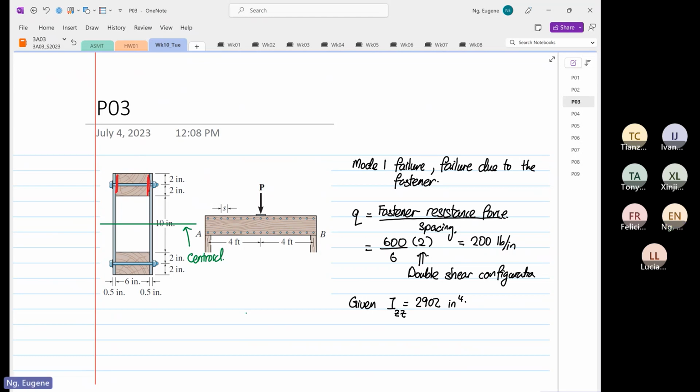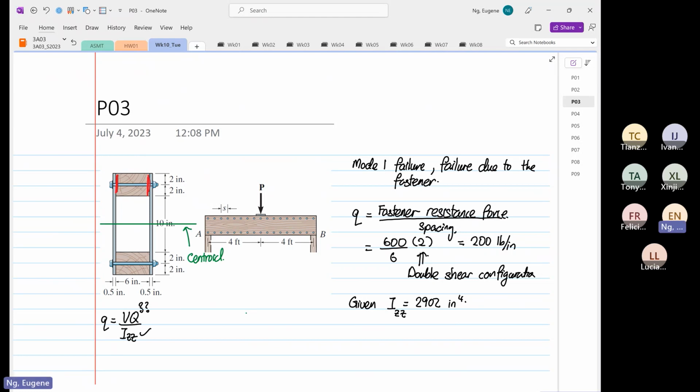Okay, so the next thing we ask is, what is the first moment of area? Because we already know what is Q. Next, we're going to relate Q is equal to PQ over IZZ, right? And we know our IZZ. Next is our Q. We will do V later on, okay?